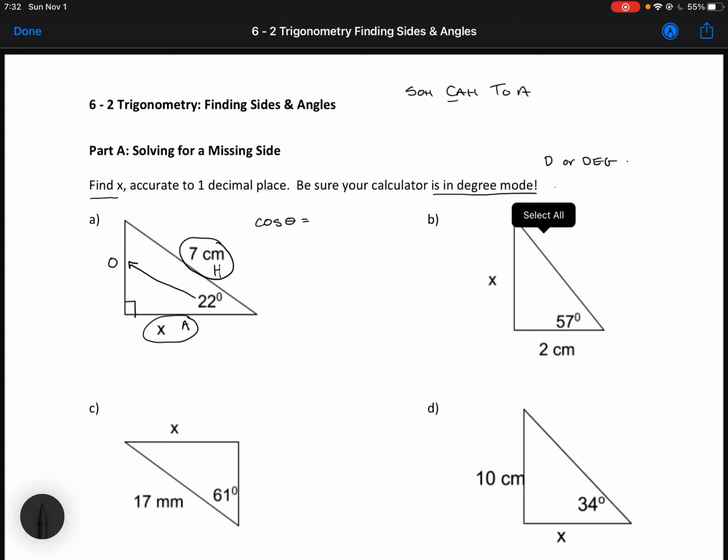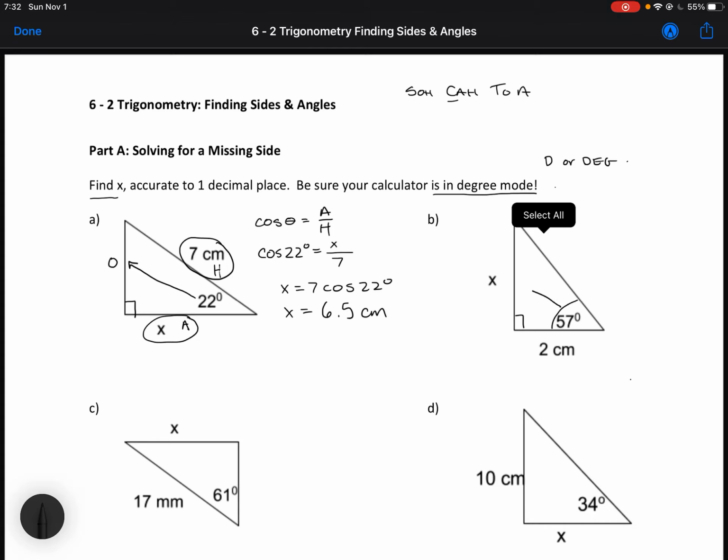So we're going to write our cosine ratio in general and then substitute in what we know. So cosine 22, that's our angle. Our adjacent side is x and our hypotenuse is 7. Multiplying both sides by 7 is going to give us that x is equal to 7 times the cosine of 22. And that we can evaluate on our calculator. 6.5 centimeters.